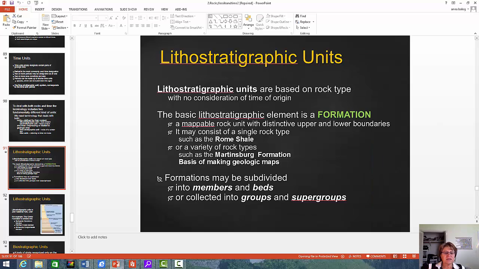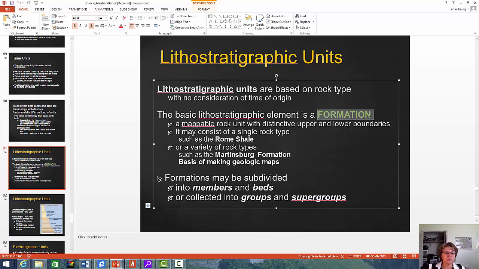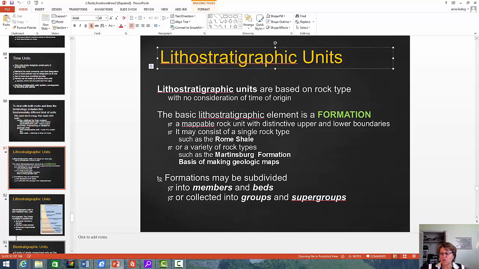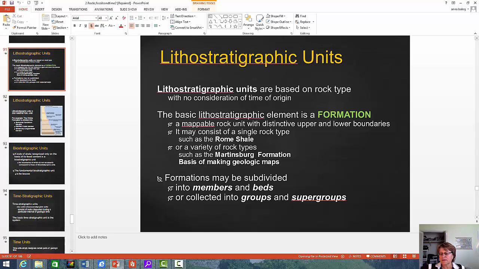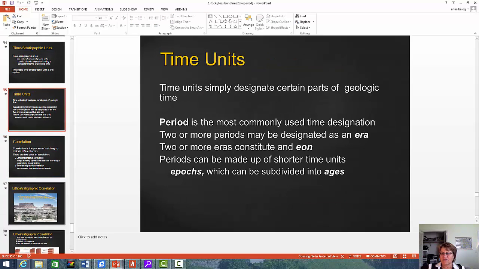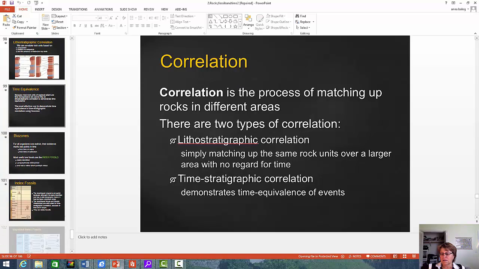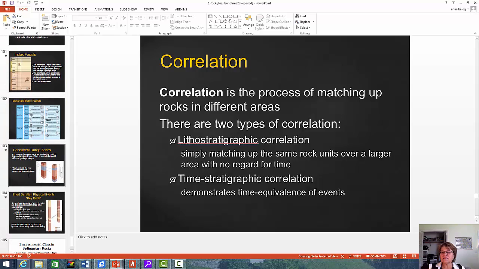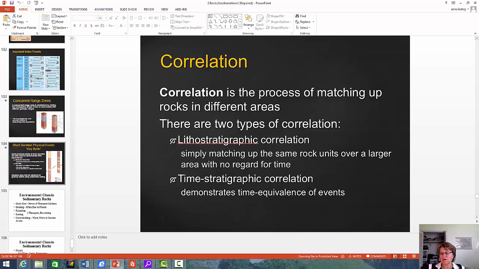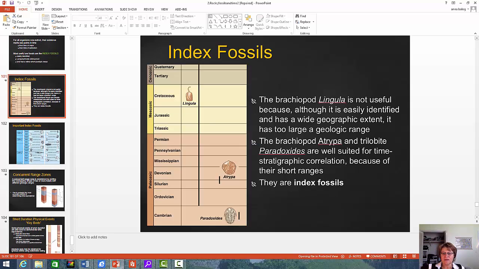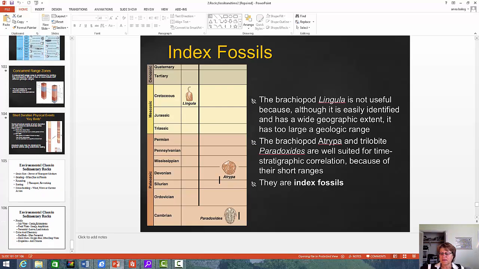The formation, here it says what is the formation, so you should know the formation. And I just talked about it yesterday. So this is the smallest mappable rock unit. And you don't really have to worry, I mean, you understand what correlation is. And what are index fossils? That's kind of important. It's somewhere right here. What are index fossils? I might ask questions about it.